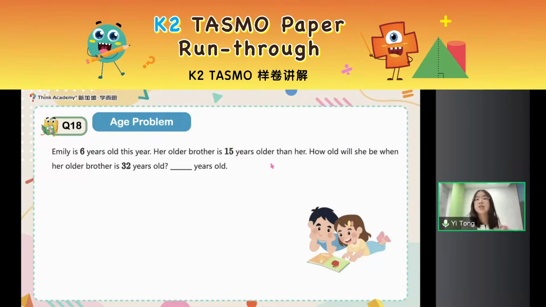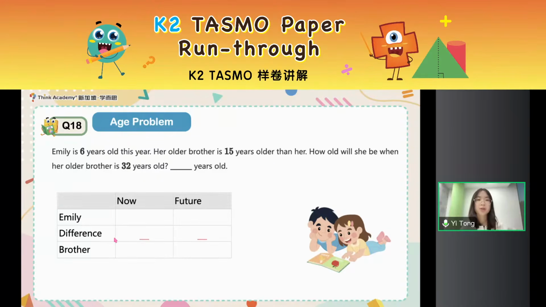Now we have an age problem. This time we have two, sister and brother. Now we have Emily and her older brother. For an age problem, there is something that never changes. No matter how old they are, something never changes. What is it? All right, so first I'm going to show you the table. For this problem, we need to understand the timeline. Look at now and future.